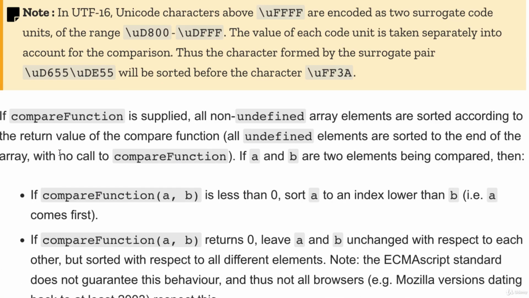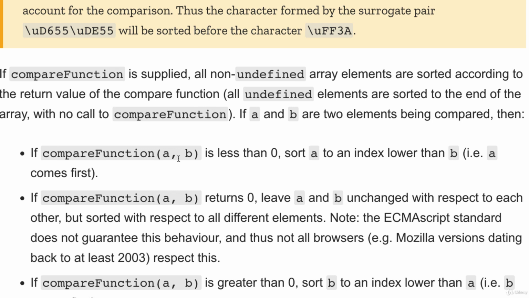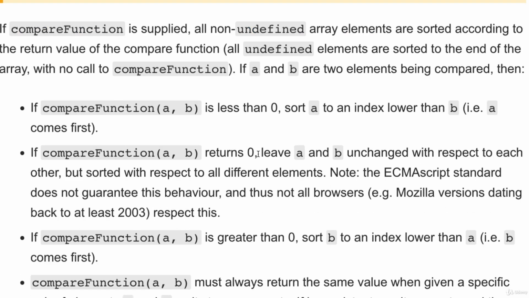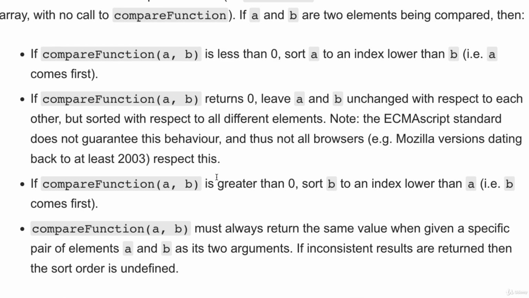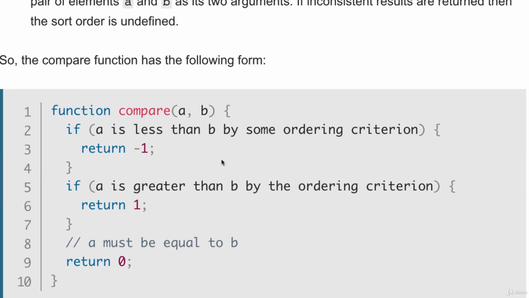The way that the compare function works, so we've got a compare function. If it's less than 0, then it's going to sort A at an index lower than B, so A comes first. If it returns 0, then it's going to leave A and B unchanged in respect to each other. And if it's greater than 0, then it's going to sort B at an index lower than A, so it's going to reverse order them. So as we loop through the contents of the array, and we do that with the sort, we can randomly order those items.